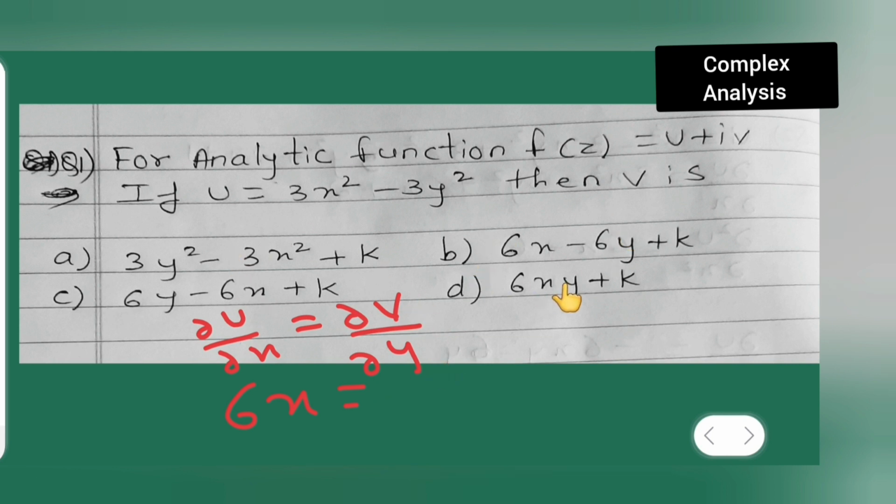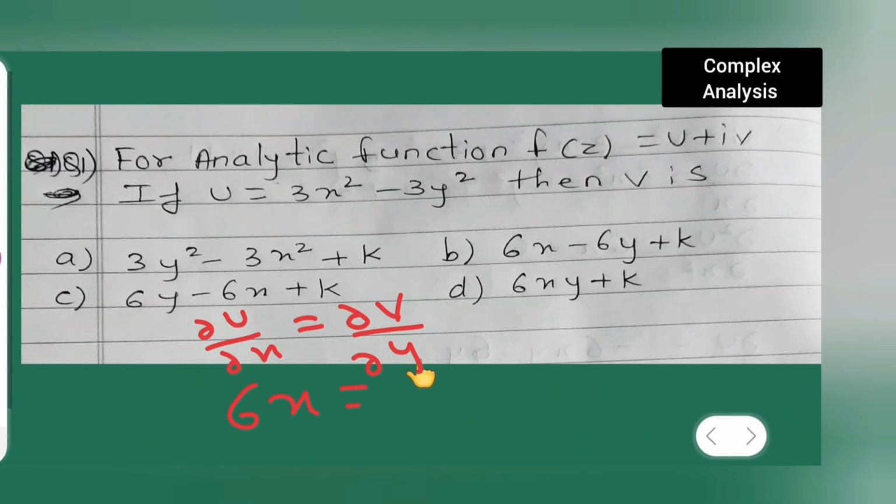So in this you can see how to figure it out. If you differentiate v with respect to y, you should get 6x, okay. Are you getting 6x over here? Just see what you are getting. With respect to y, you are going to get 6y over here. So this is the wrong option, this is not the correct one.